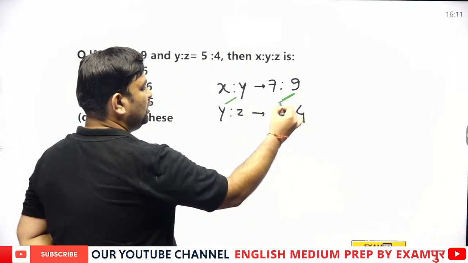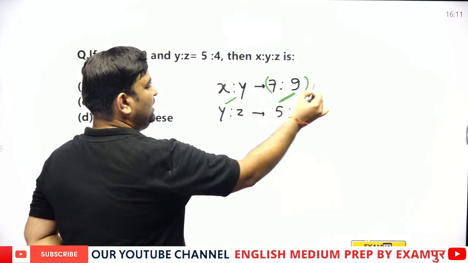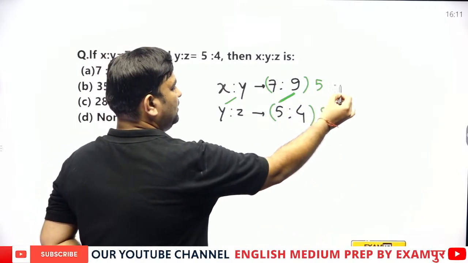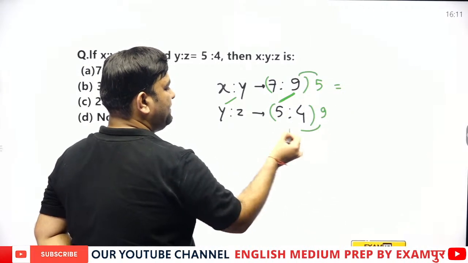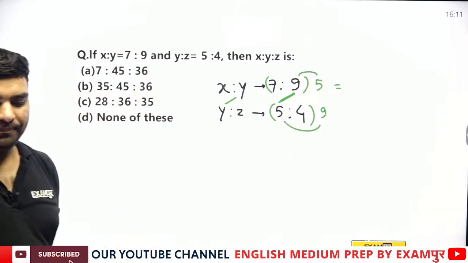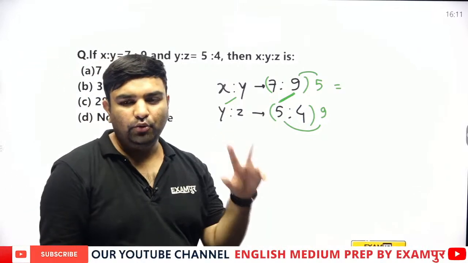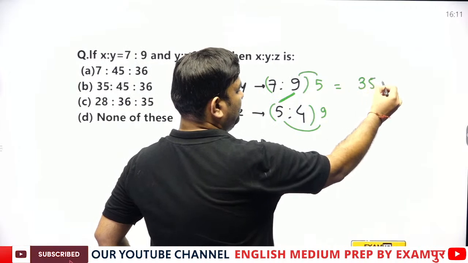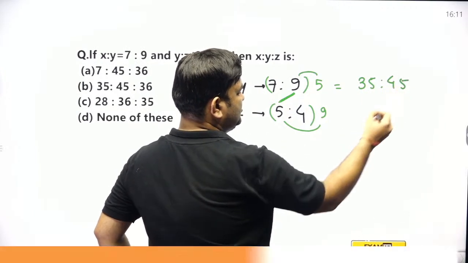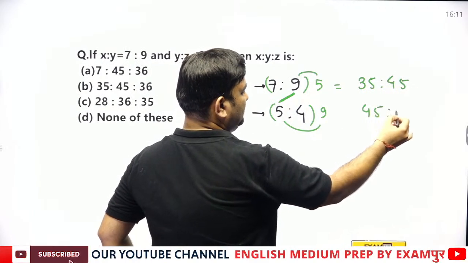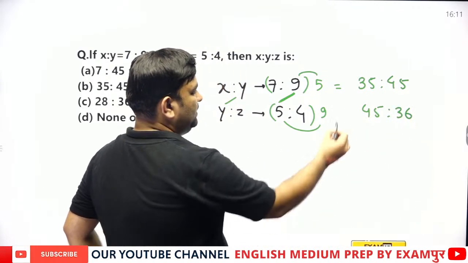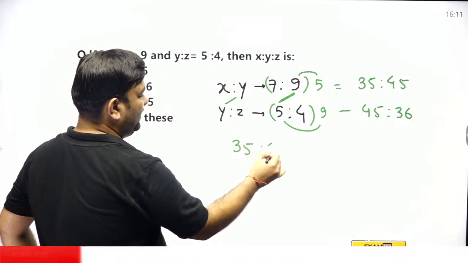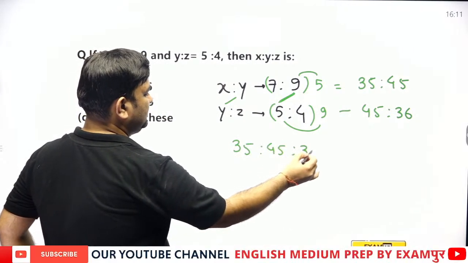So its value should also be the same. Multiply by 5 here and by 9 here to make the value of Y the same, because Y is common in both ratios. It will become 35, 45, and this is 45, 36. So X is 35, Y is 45, and Z is 36.